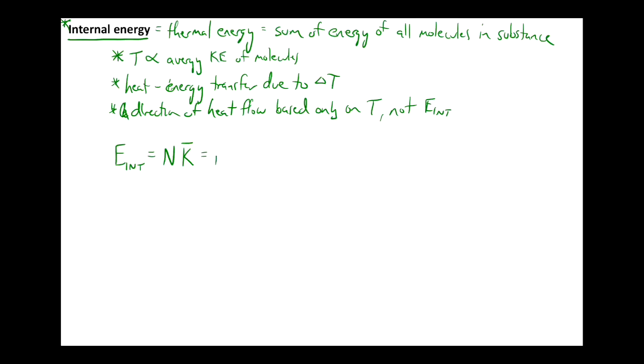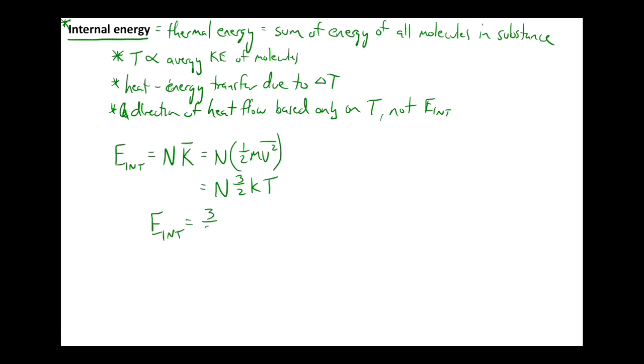So that means this is equal to N times 1/2 mv squared average. And we also know that this part is equal to 3/2 kT. So the kinetic energy part is equal to 1/2 mv squared or 3/2 kT. Let me rearrange that a little bit, and that gives us one of our equations for the internal energy.